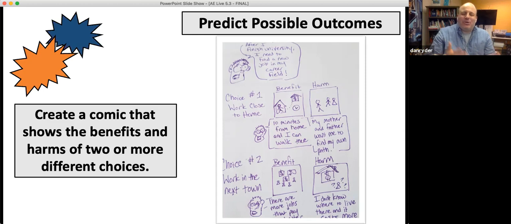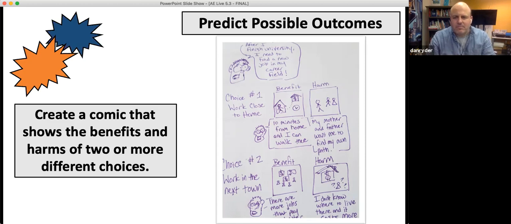So choice number two might be, well, I can work in the next town over, because there are more jobs there and I might make more money. But at the same time, a harm might be, I don't know anybody there. I don't know where I would live. It might cost more to live there. I don't know. So after you have them make a comic that shows the pluses and the minuses, the benefits and the harms, then you do a final caption.